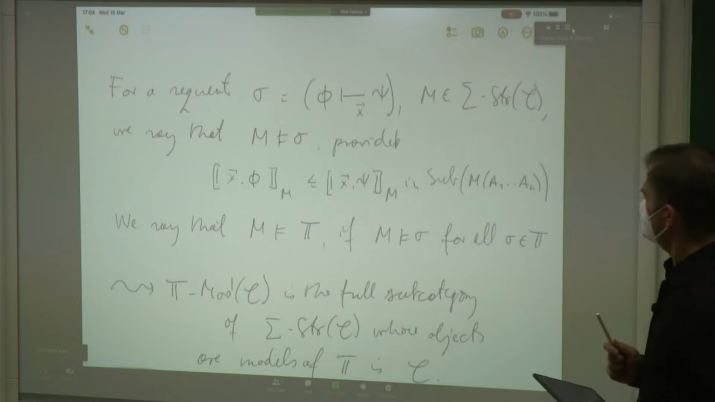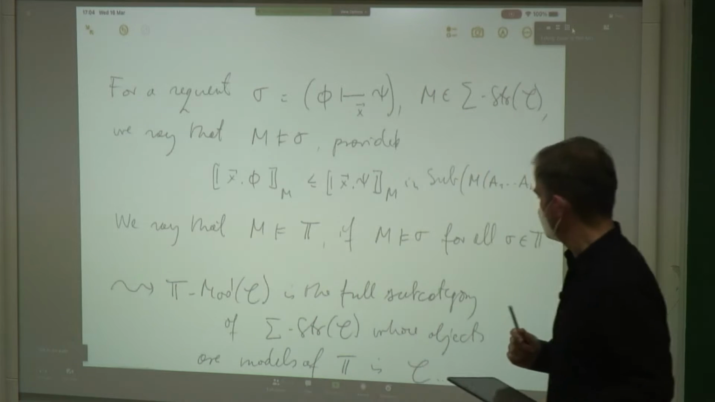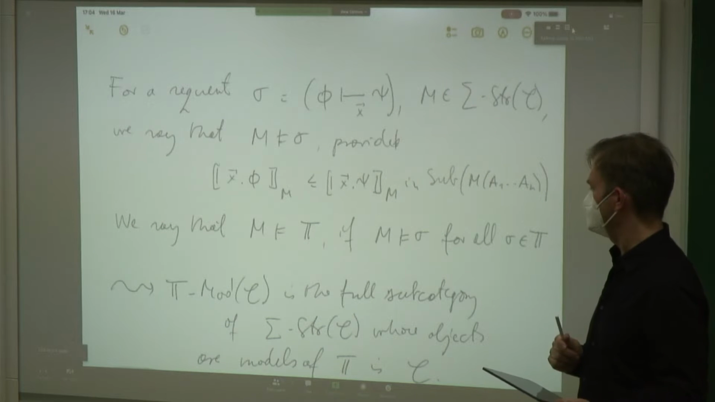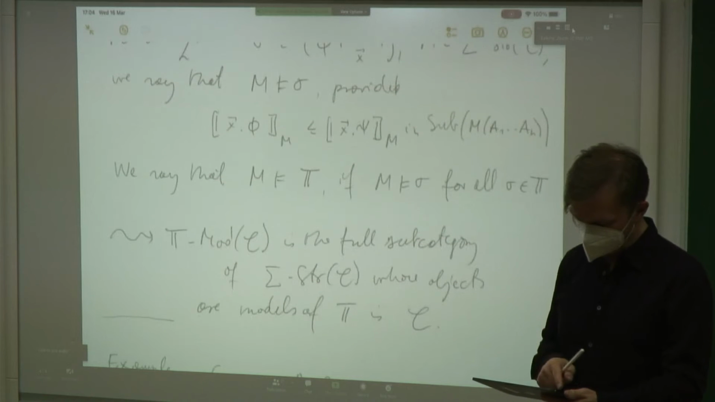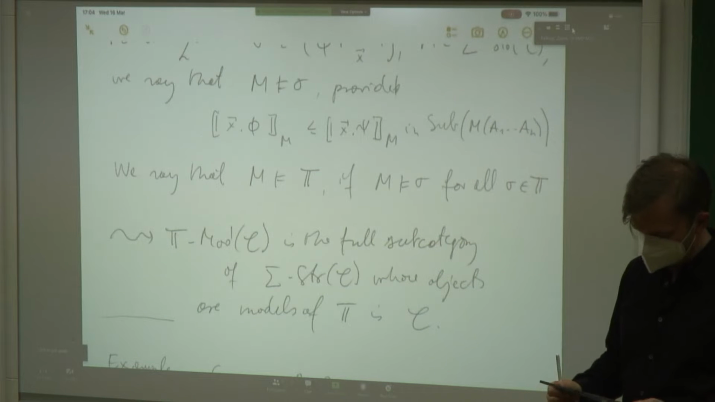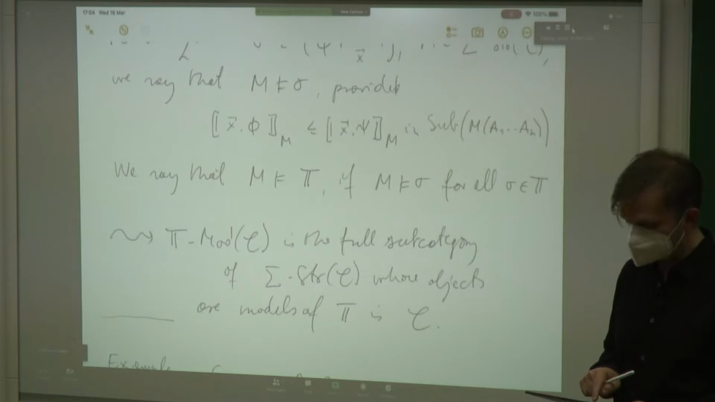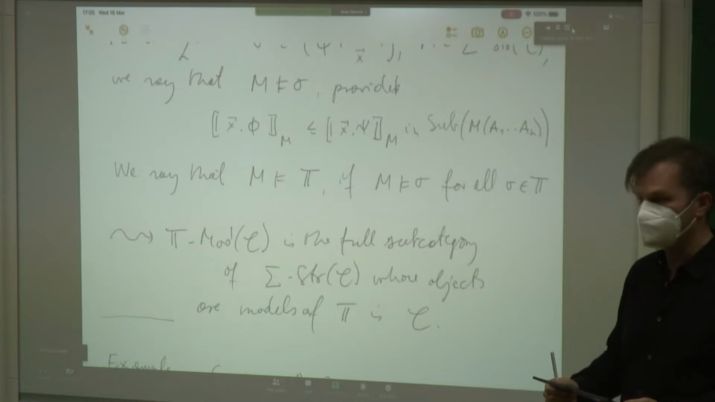So therefore, we can talk about M satisfying a theory if M satisfies every sequent in that theory, and we obtain the category of T models inside category C, and of course that's the full subcategory of sigma structures inside C whose objects are models of the theory T.